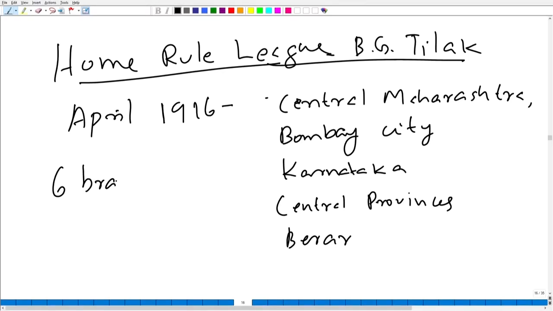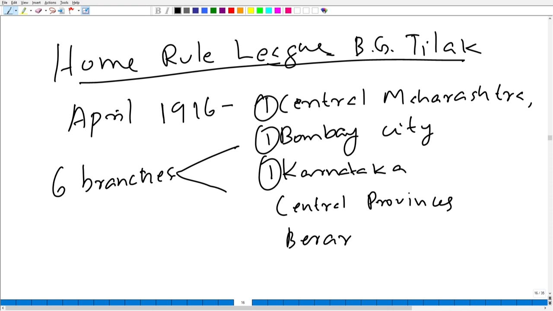The Home Rule League founded by Lokamanya Balagangadhara Tilak was operative in Central Maharashtra, Bombay City, Karnataka, Central Provinces and Berar. It had 6 branches: one branch in Central Maharashtra, one in Bombay City, one in Karnataka, and one in Central Provinces, but 2 branches in Berar.